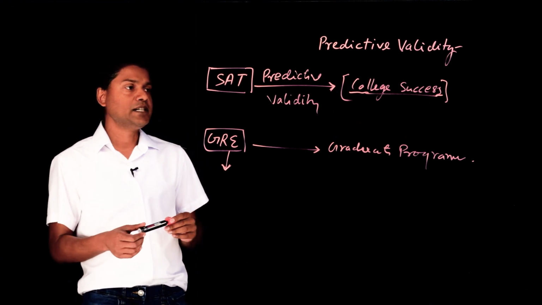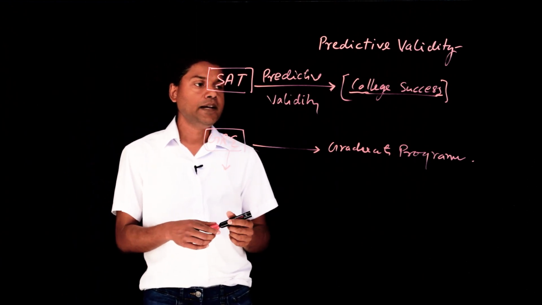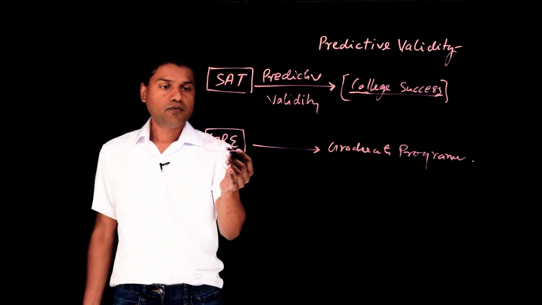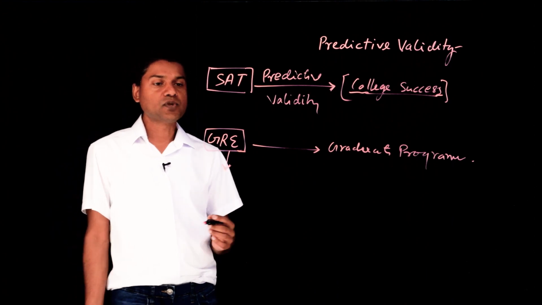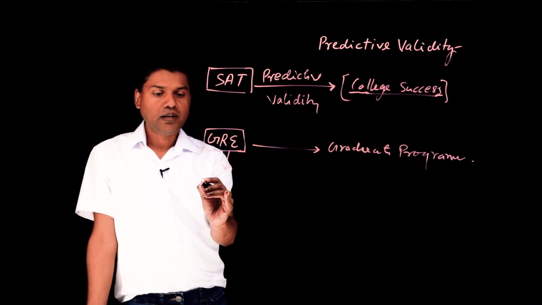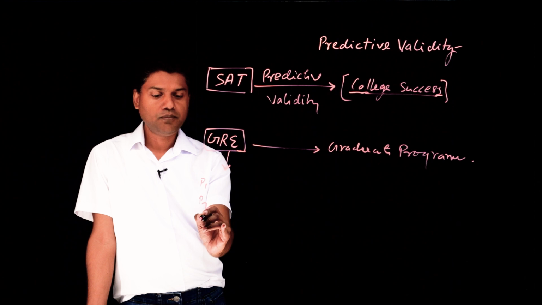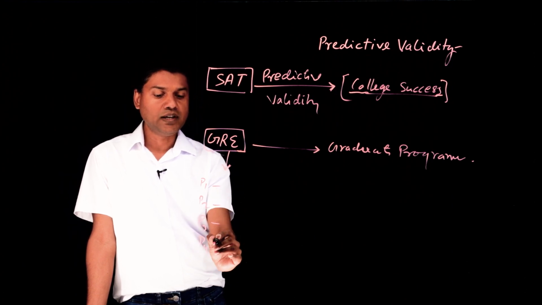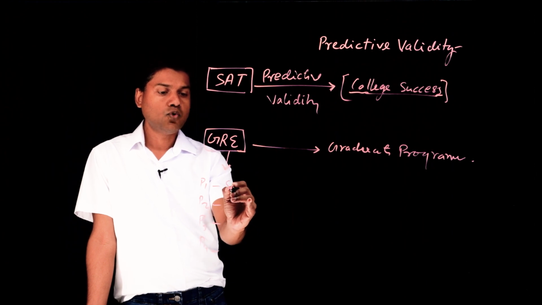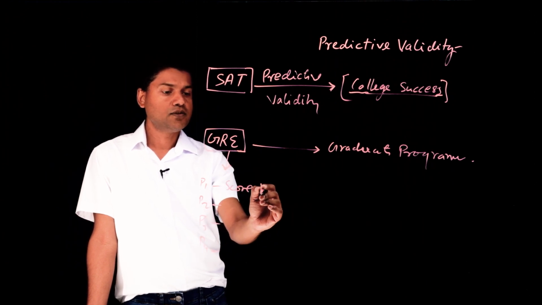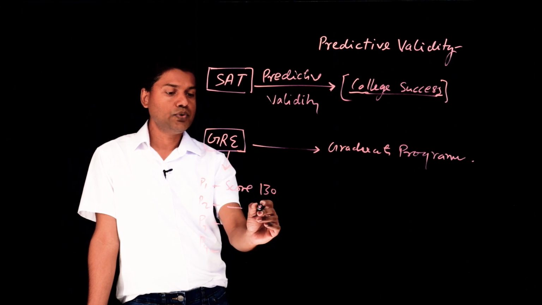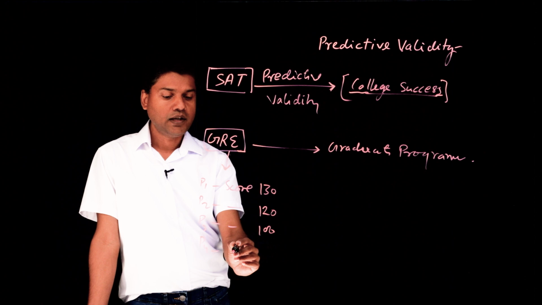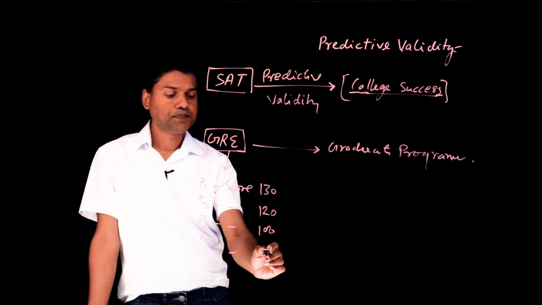To measure the predictive validity, generally again the correlation analysis is done. So let's take the example of the GRE test. So let's say person A, person B, person C. So let's say there are participants who took the GRE test, and then their scores, let's say score 1 is 130, score 2 is 120, score 3 is 100, and let's say score 4 is 50.